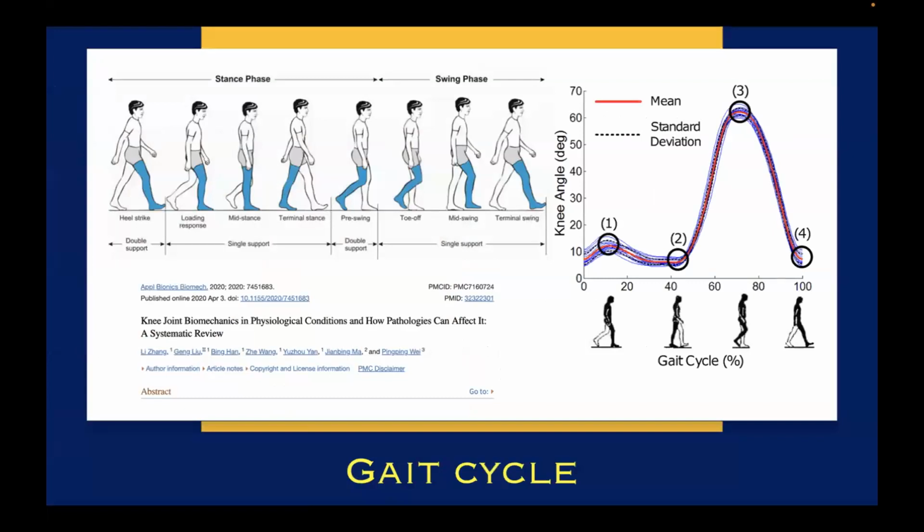Coming into the gait cycle, all of us know regarding the stance phase and the swing phase. During the transition from the stance phase to the swing phase, there's a pre-swing and a toe-off. So the pre-swing and the toe-off need around 60 to 70 degrees of flexion, as shown in this graph, for adequate toe clearance from the ground.